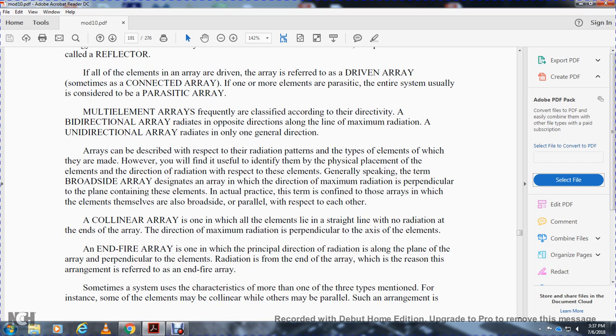An end-fire array is one in which the principal direction of radiation is along the plane of the array and perpendicular to the elements. The radiation is from the end of the array, which is the reason the arrangement is referred to as the end-fire array.